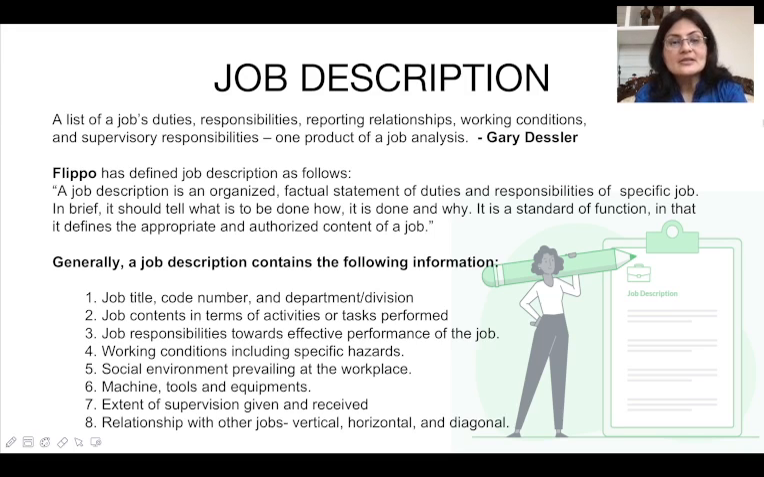Job responsibilities towards effective performance of the job. Working conditions including specific hazards. Social environment prevailing at the workplace. Machines, tools, and equipment, extent of supervision given and received, and relationships with other jobs, whether vertical, horizontal, or diagonal. Vertical is hierarchical, horizontal is within the same department, and diagonal relationships you can very well imagine, crisscrossing from one department to another on a hierarchical note.